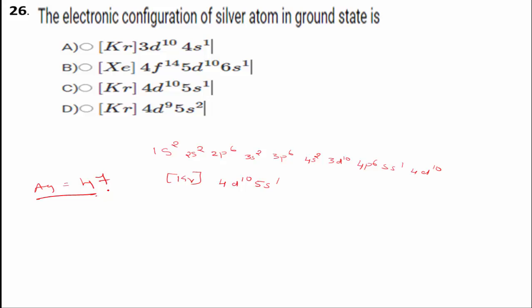Remember, the electronic configuration of Ag, silver, is based upon the placement of silver in the 5th row of the periodic table, in the 11th column of the periodic table or 9th column of transition metal or d-block element. Therefore, the correct answer for this question is option 3, krypton 4d10 5s1. Option C is the right answer.